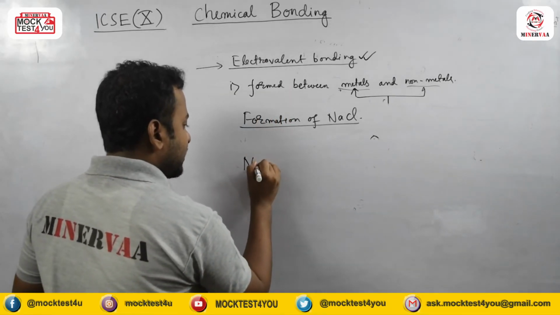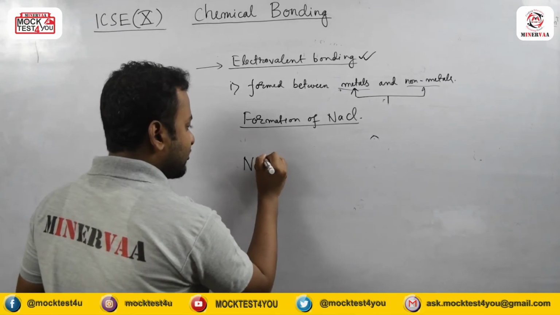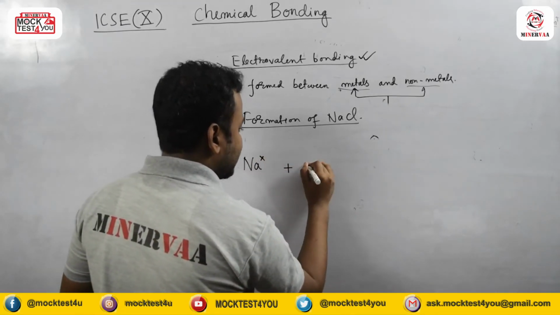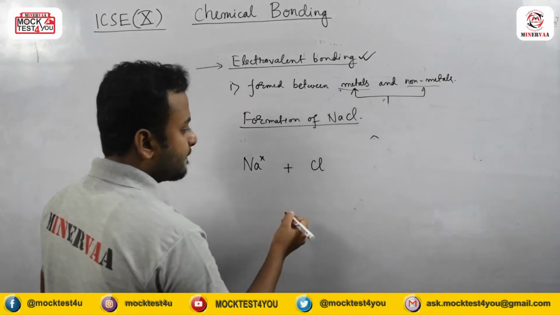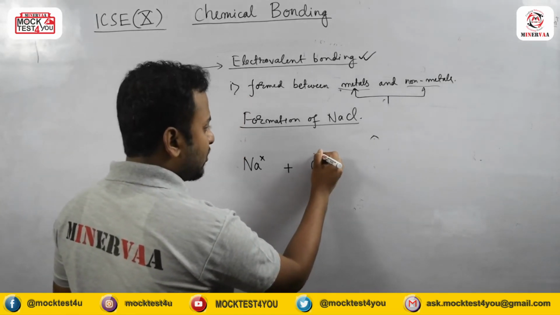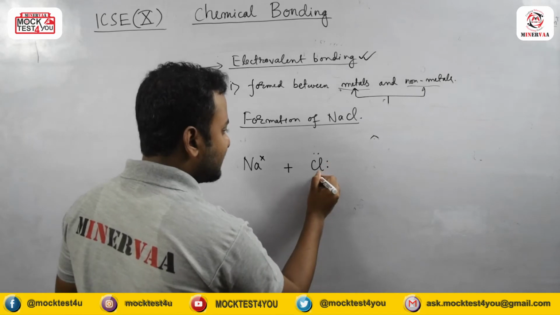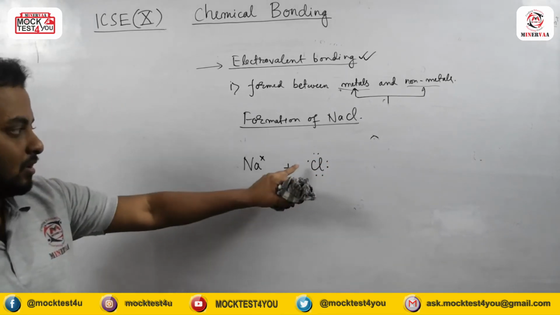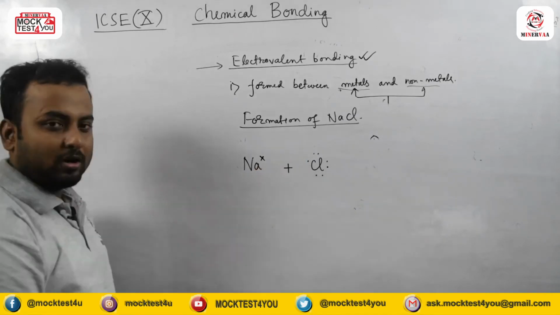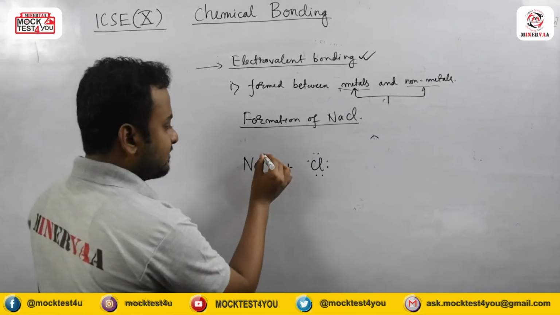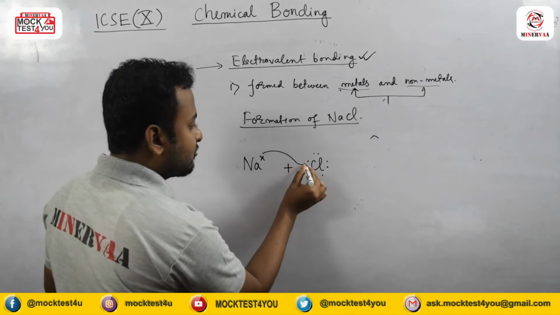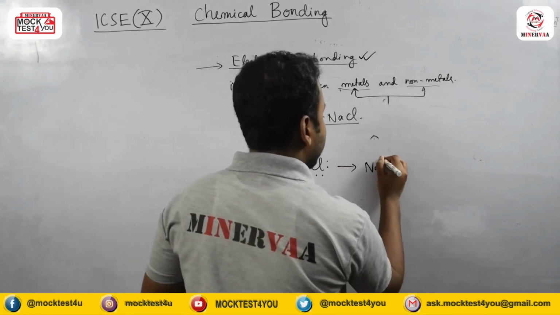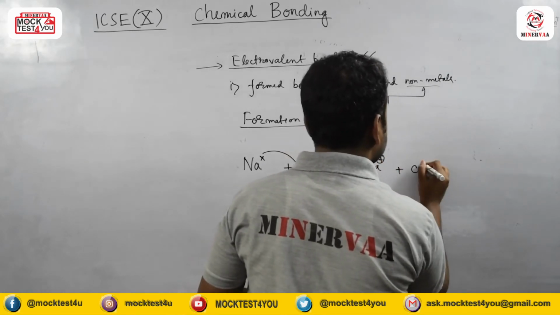Like sodium has got one valence electron, we can put a cross like this to represent the valence electron of sodium, and chlorine has got 7 valence electrons, so it is shown by dots. So what happens? This sodium gives out one electron to chlorine and we are getting Na+ and Cl-.